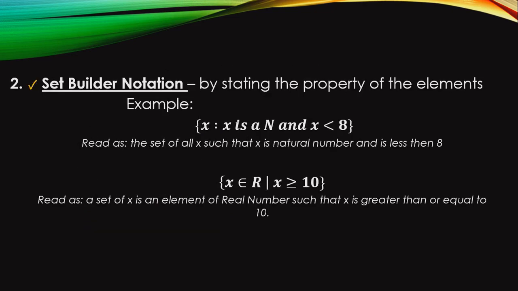We also have the set builder notation. This is by stating the property of the elements. This is the format. For example, here, this is read as the set of all x such that, the colon is read as such that, x is a natural number and is less than 8. Okay? Another example is, a set of x is an element of real numbers such that x is greater than or equal to 10. So that is how we write set builder notation.